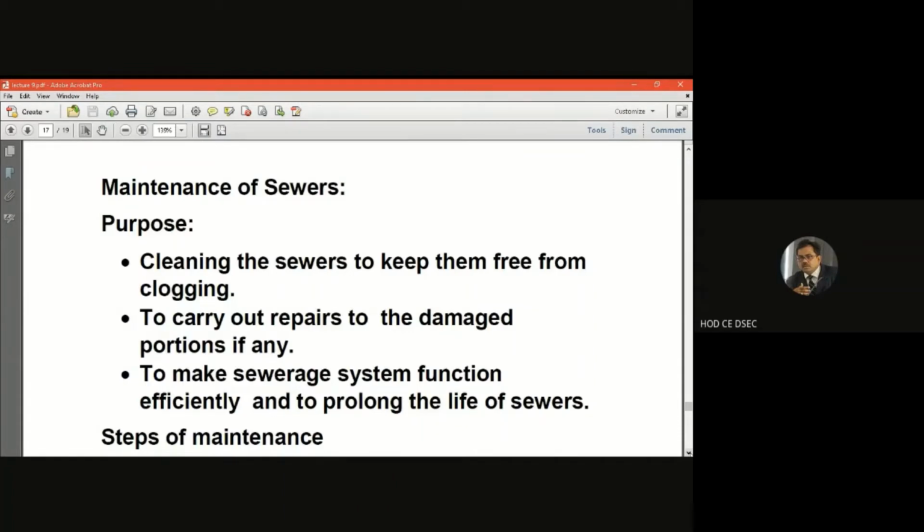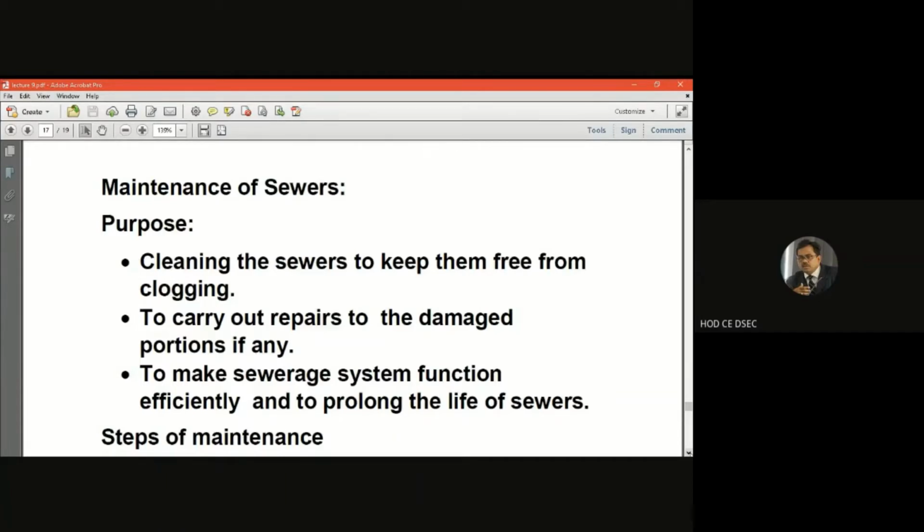If we can't time to time clean the sewer, then what will happen? The debris materials will choke the piping and the sewer flow will be obstructed. So cleaning the sewers to keep them free from clogging is very, very essential, and that is the significance of the maintenance of sewer lines.